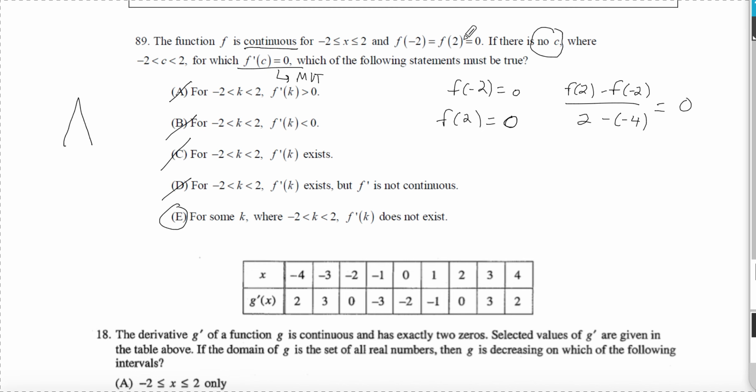Because in order for us to start and end at the same point, same y value, the only way to make that happen would be for there to be some place where the derivative does not exist. If we're going to start and end at the same value, but there is not a place where the derivative is 0. So this is kind of a sneakier MVT question.